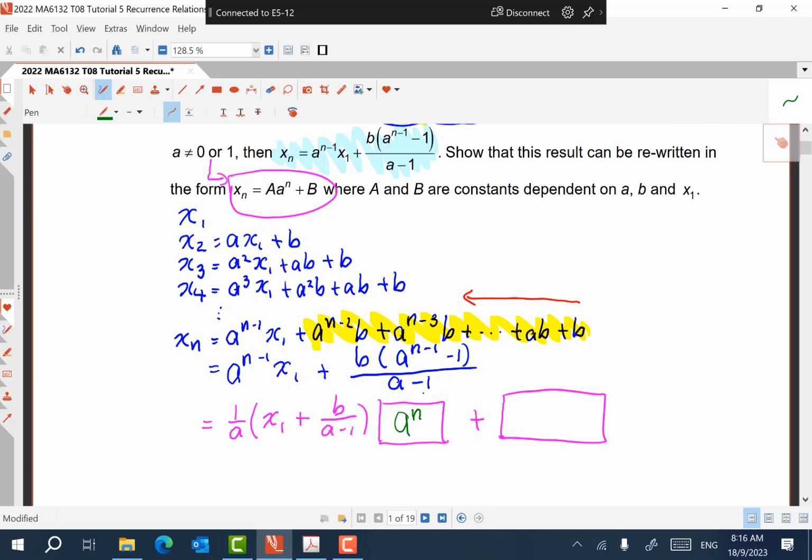Minus? Almost. Sean, it is actually this. Yeah, B is on top. John, you're right.